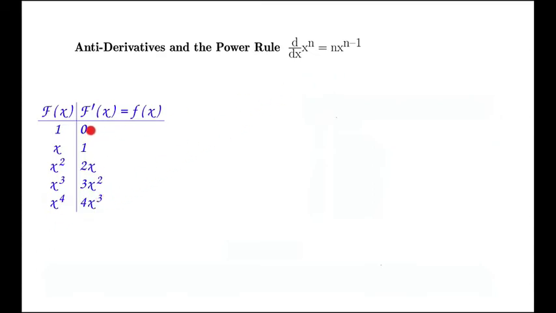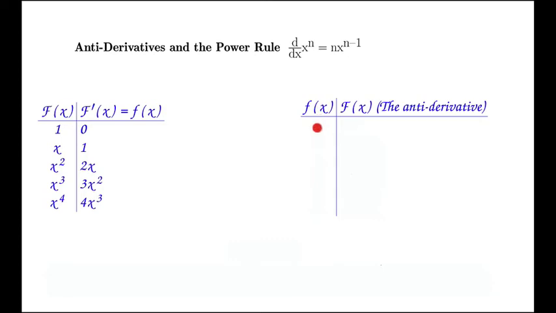What we'd like to do is now go backwards. That is, for antiderivatives, we want to start with this column right here and go back and recover this column. So let's make another table to see how that works. Now we're going to put little f of x in this column, and we're going to try to figure out how to go backwards to get the antiderivative.